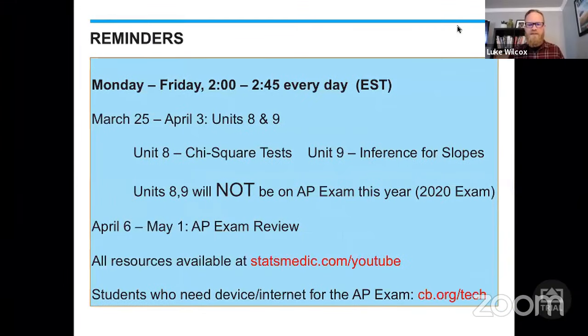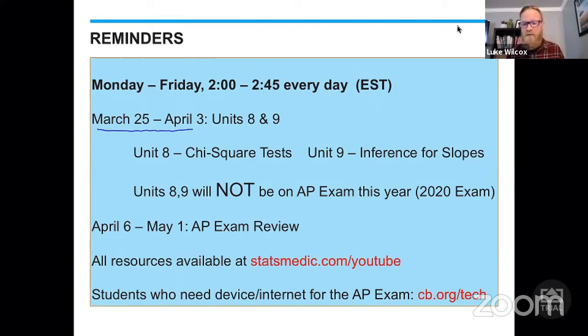Now, a couple of reminders, and I did go over these yesterday, but I just want to highlight these again today for any of you that are logging on for the first time today. We're going to split up these 5 weeks into a couple of different chunks. And the first chunk here, March 25th through April 3rd, we're going to be covering content that typically comes at the end of the AP Statistics course. And this is likely stuff that your teacher did not get a chance to get to before your schools were closed. So that's units 8 and 9. Today we're talking about chi-squared tests, unit 8. We'll get into unit 9 next week.